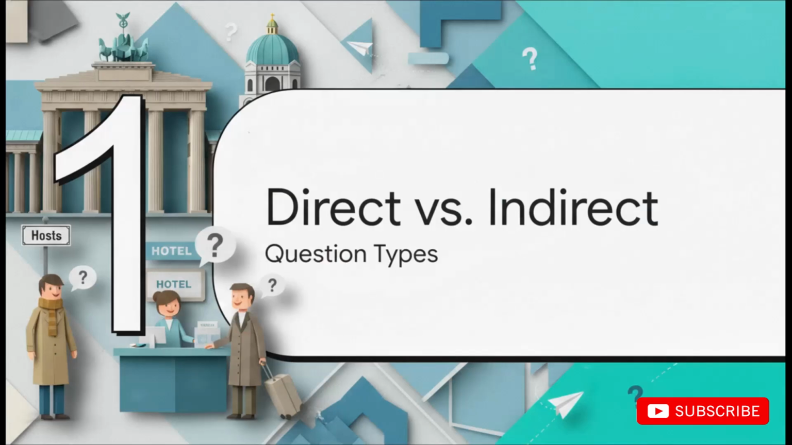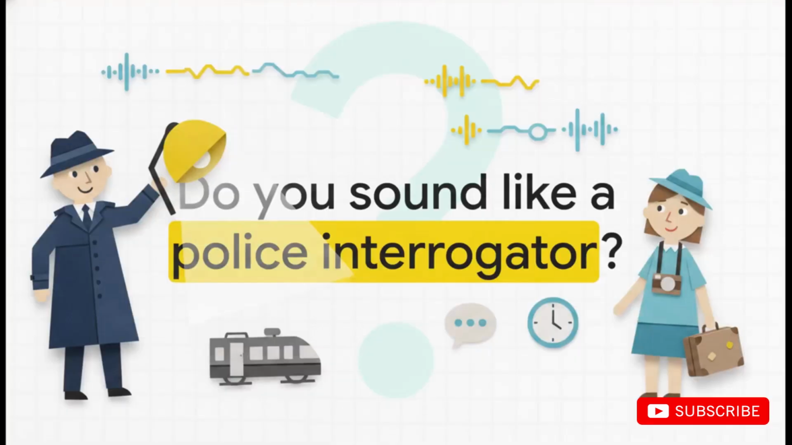All right, let's kick things off with Section 1, direct versus indirect questions. I want you to take a quick second and think about how you currently ask questions in German. Seriously, picture yourself stopping a stranger on the street in Berlin to ask for directions, or checking into a hotel in Munich after a super long flight. How are you asking for information?